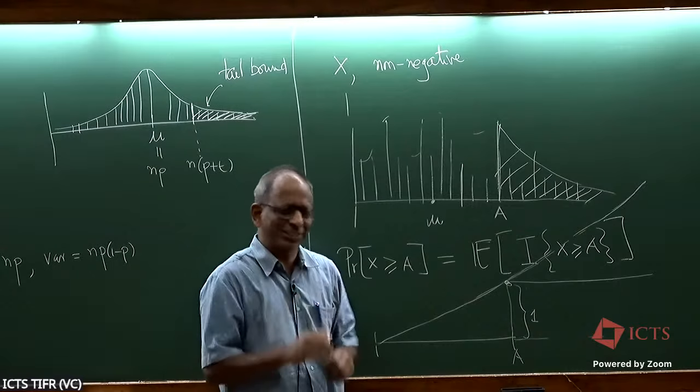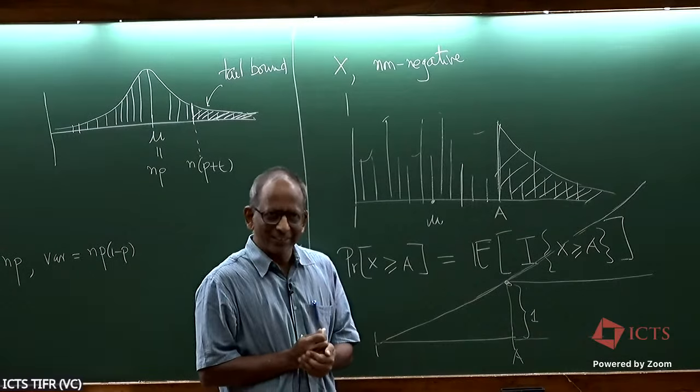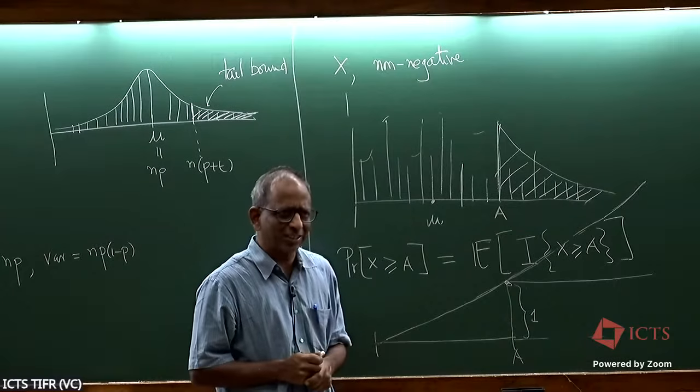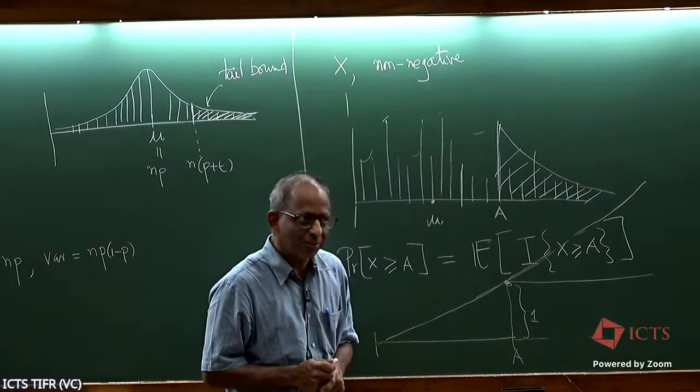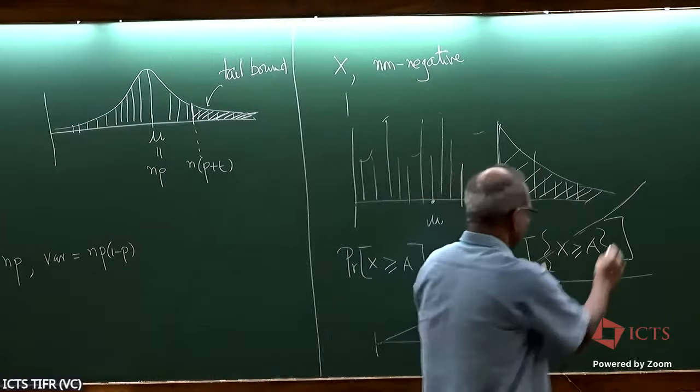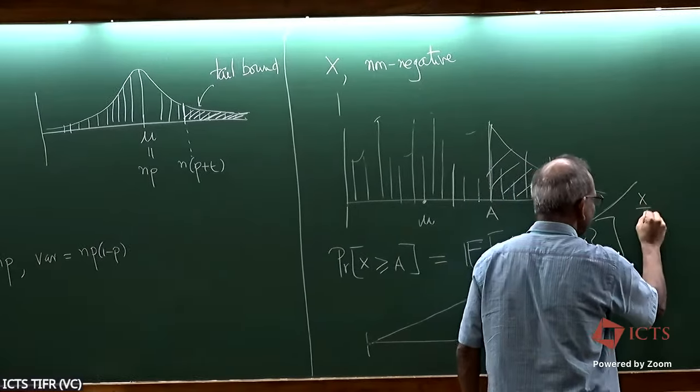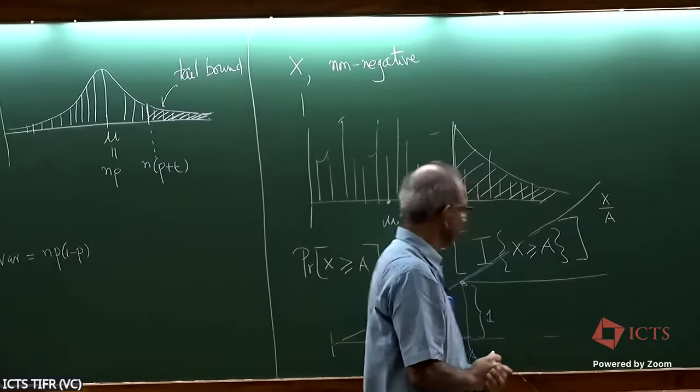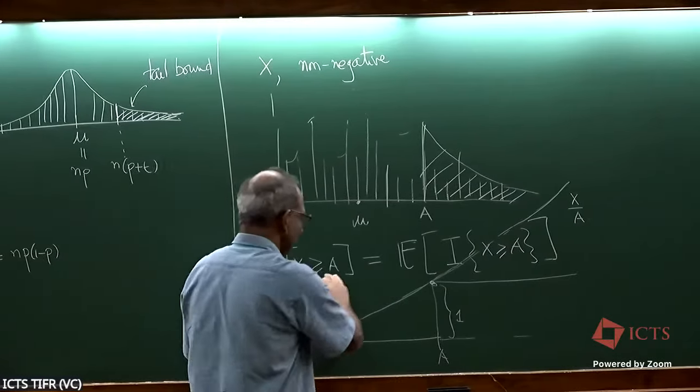Yeah, okay, c is 0 because it passes through 0. What is m? What's the slope of this line? 1 by a, yeah? So this function is actually x upon a. Good. So, yeah, let me continue.